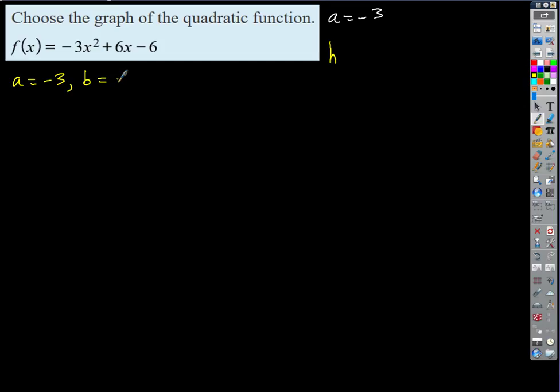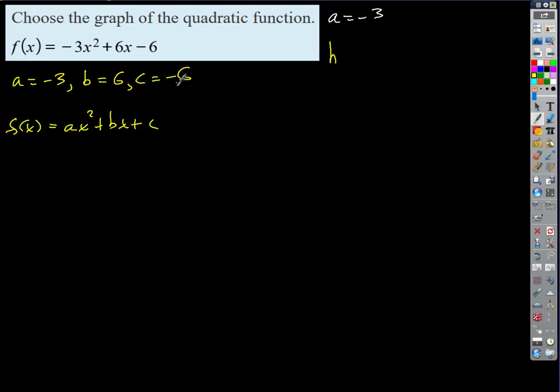Because this is in standard form, right? A quadratic function in standard form just looks like ax squared plus bx plus c. And that'll look pretty familiar because when we've been doing our factoring, we've been starting in that form, right? So what's b? 6. Good. What's c? -6. Okay, what was our formula for finding the value of h if we know a, b, and c?